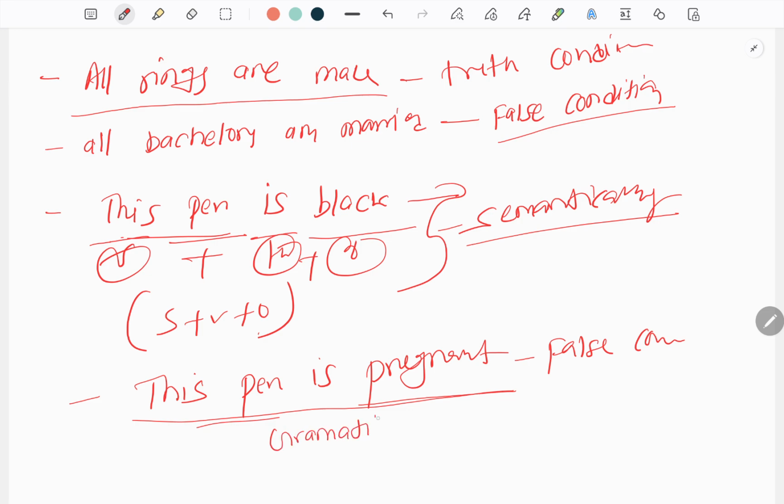This sentence is grammatically true but semantically false. So never think that if a sentence is grammatically true, then it will be true. That sentence should also be semantically true, and then it is known to be true. Okay.